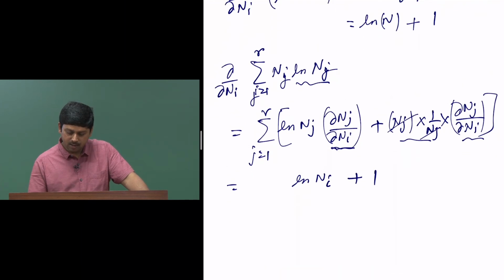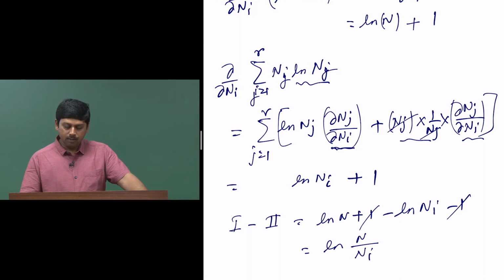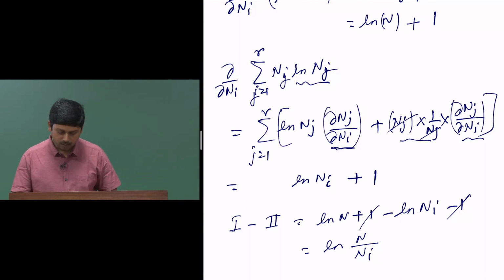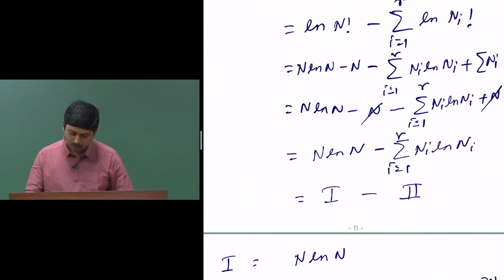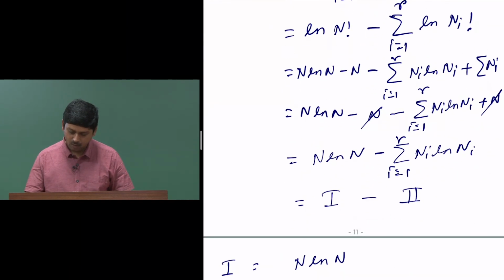So, remember this is the first term and the second term. From 1 minus 2 we get ln n plus 1 minus ln n_i minus 1, the 1s cancel, giving us ln(n/n_i). Now, this one we got from this particular equation for ln W. So, we have maximized ln W now.